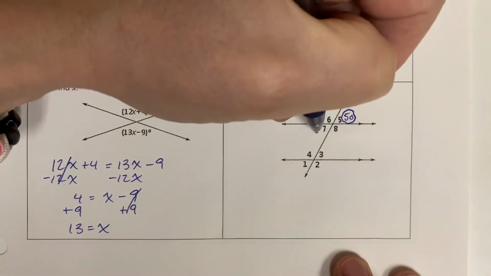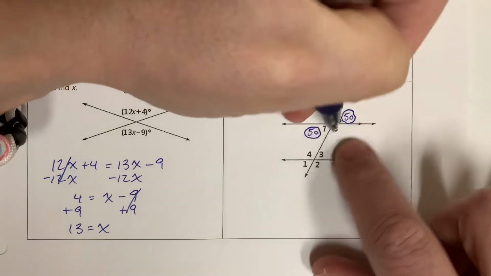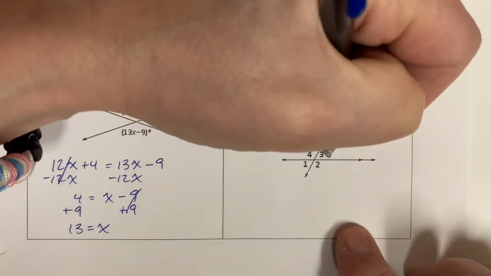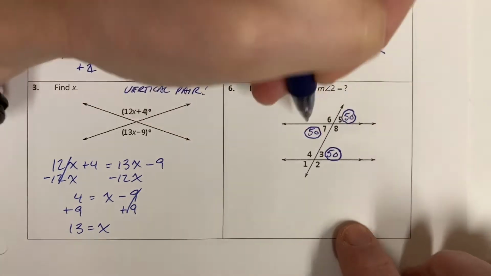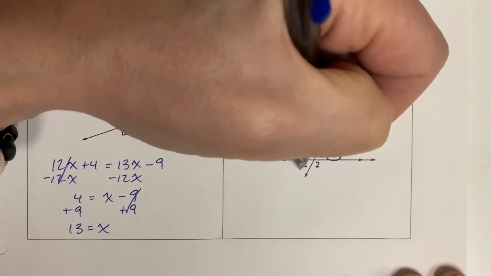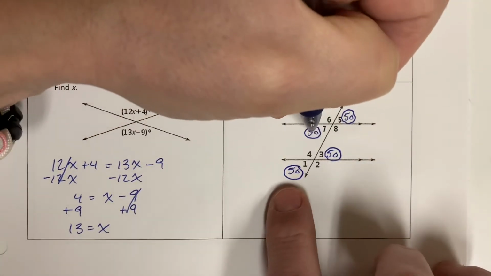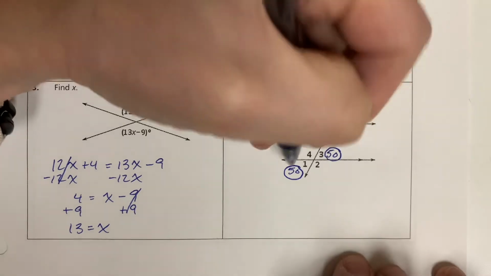Now 7 is a vertical pair, so that's 50. 5 and 3 are corresponding, so 3 must be 50. And we also know that because these are alternate interior. If 3 is 50, then 1 is 50. And then 1 and 7 are also corresponding and they're congruent. So all 4 of these are 50.